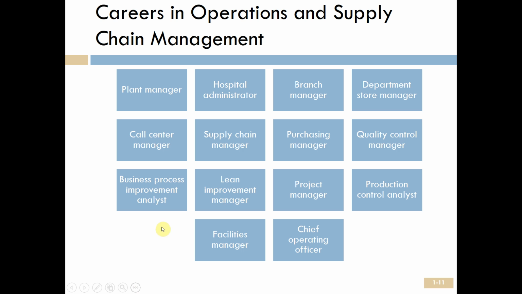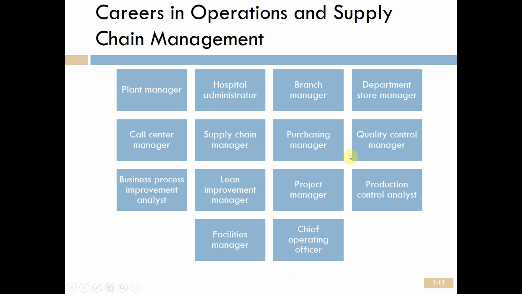So what can you do? You can certainly work in manufacturing. You can have a background where you're producing and making things. So you can be a plant manager, but you can also work at places that provide services like a hospital. You can manage call centers, supply chains. You can be a purchaser. You can buy things for retailers.